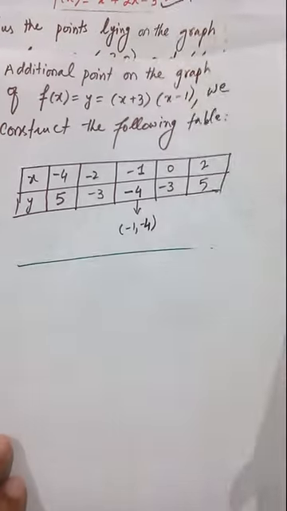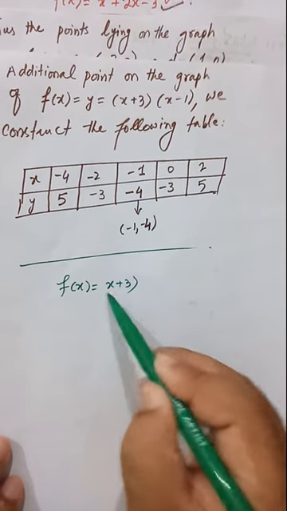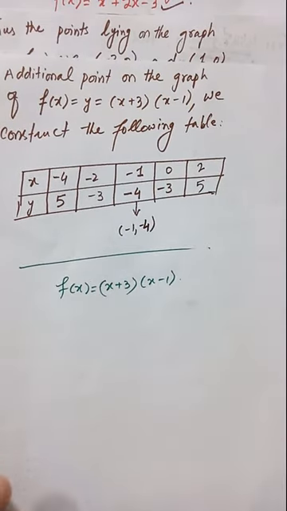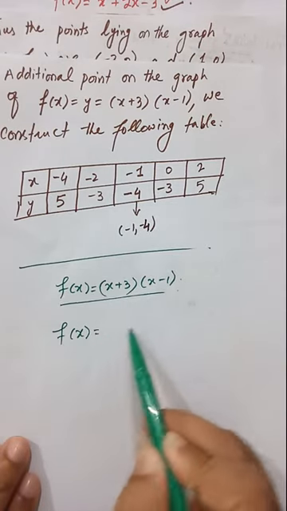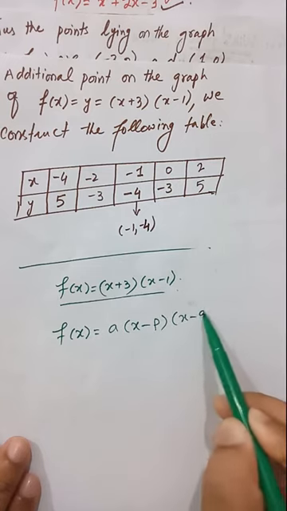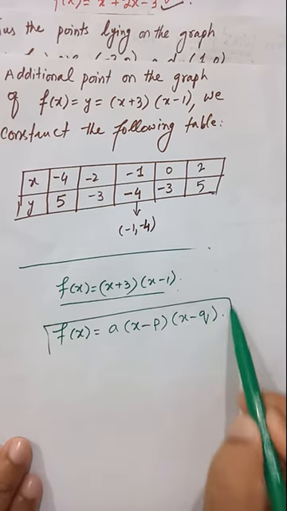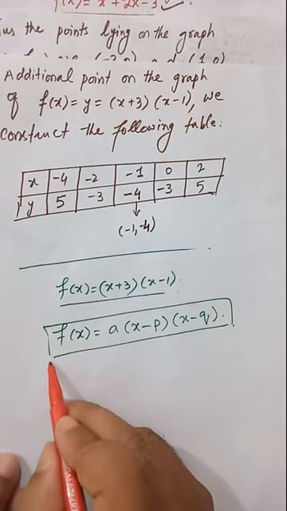But now the question arises, if a function is already given in factorized form, x plus 3 and x minus 1, this is the factorized form, how can you tell whether the branches will open upward or downward? You don't need to multiply this and get the general form. You need to compare this function with this form, a times (x minus p) into (x minus q).